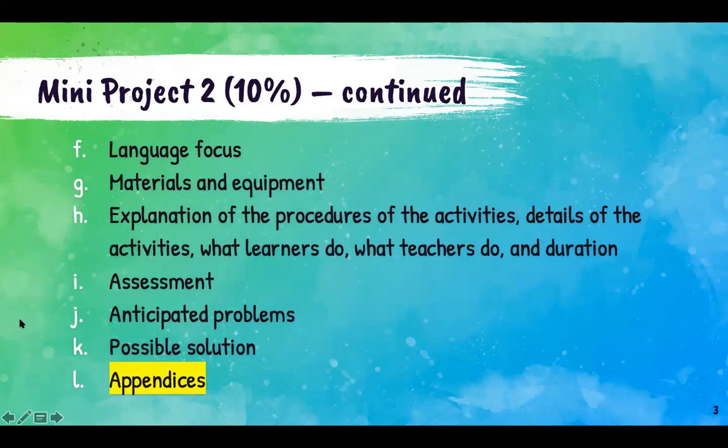And then I is the assessment, and then J and K, these two were added by looking at your lesson plans, and Bu Ada proposed this, which I think is also good because later as a teacher you will be ready to anticipate the problems with the class, the potential problems in the classroom, and also the possible solutions. And then point L is appendices.